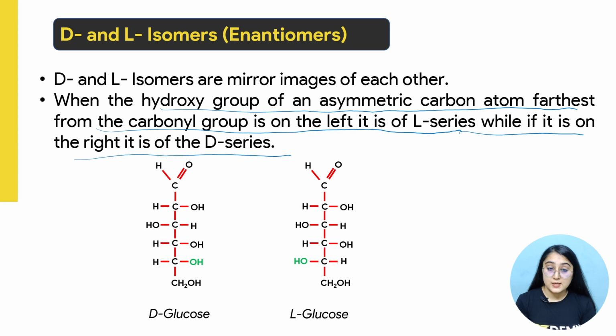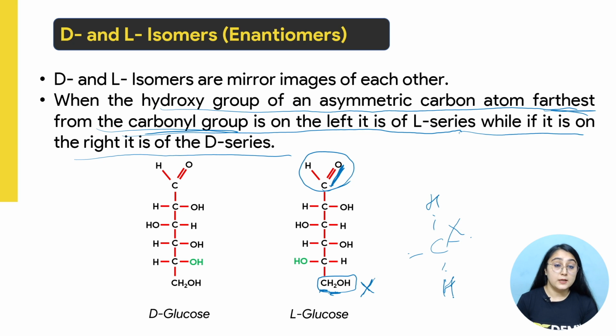What the definition says is that when the hydroxyl group of the asymmetric carbon, so we have to look for the asymmetric carbon which is farthest from the carbonyl group. The carbonyl group is present over here, C double bond O, and if we look at the carbon which is farthest from this carbonyl group, it is this carbon. However, this carbon is not an asymmetric carbon since there are two H attached to it. Just for your quick revision, asymmetric carbon is a carbon to which all four groups attached are different. And here there are two H attached, so this carbon is not asymmetric.